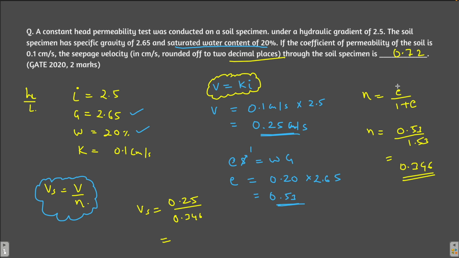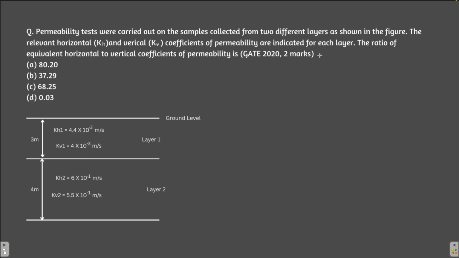I hope this is clear to you. Now let's move on to the next question. The next question states that permeability tests were carried out on the samples collected from 2 different layers as shown in the figure. So permeability tests were conducted. The relevant horizontal and vertical coefficients of permeability are indicated for each layer. So we are given the horizontal permeability and the vertical permeability of the soil.